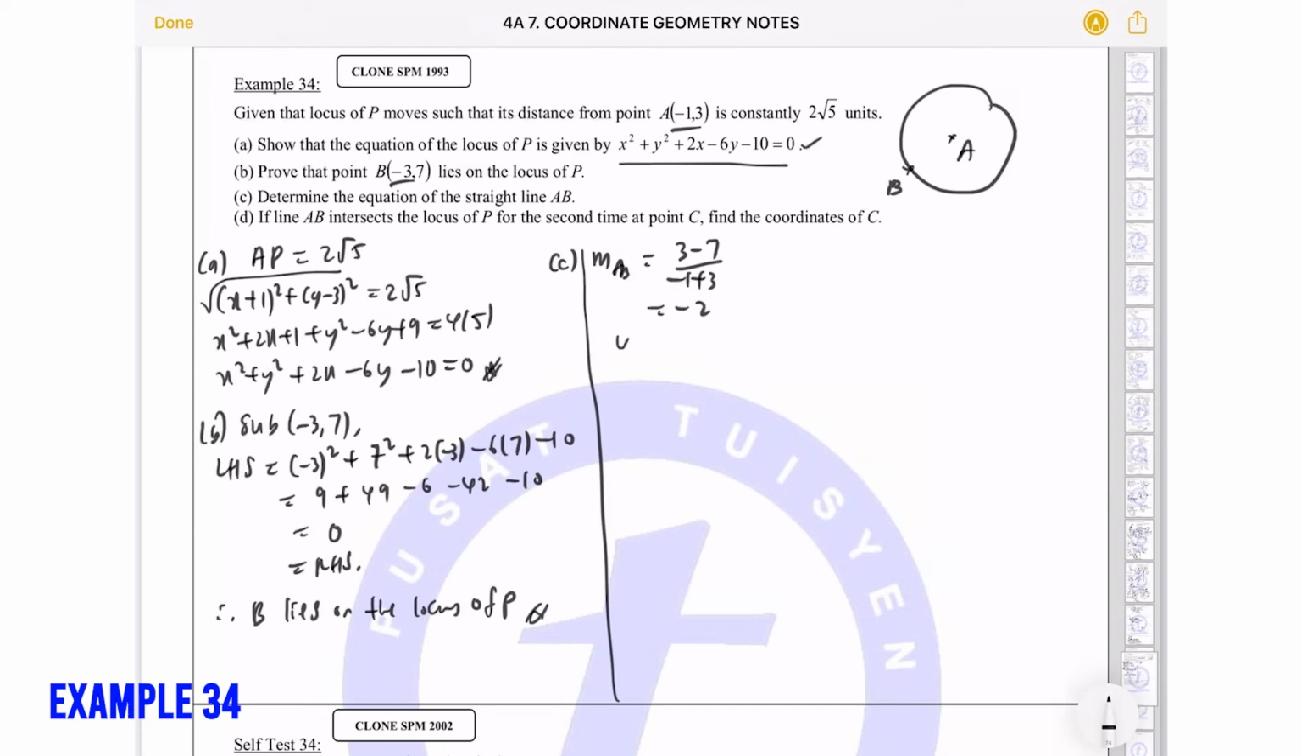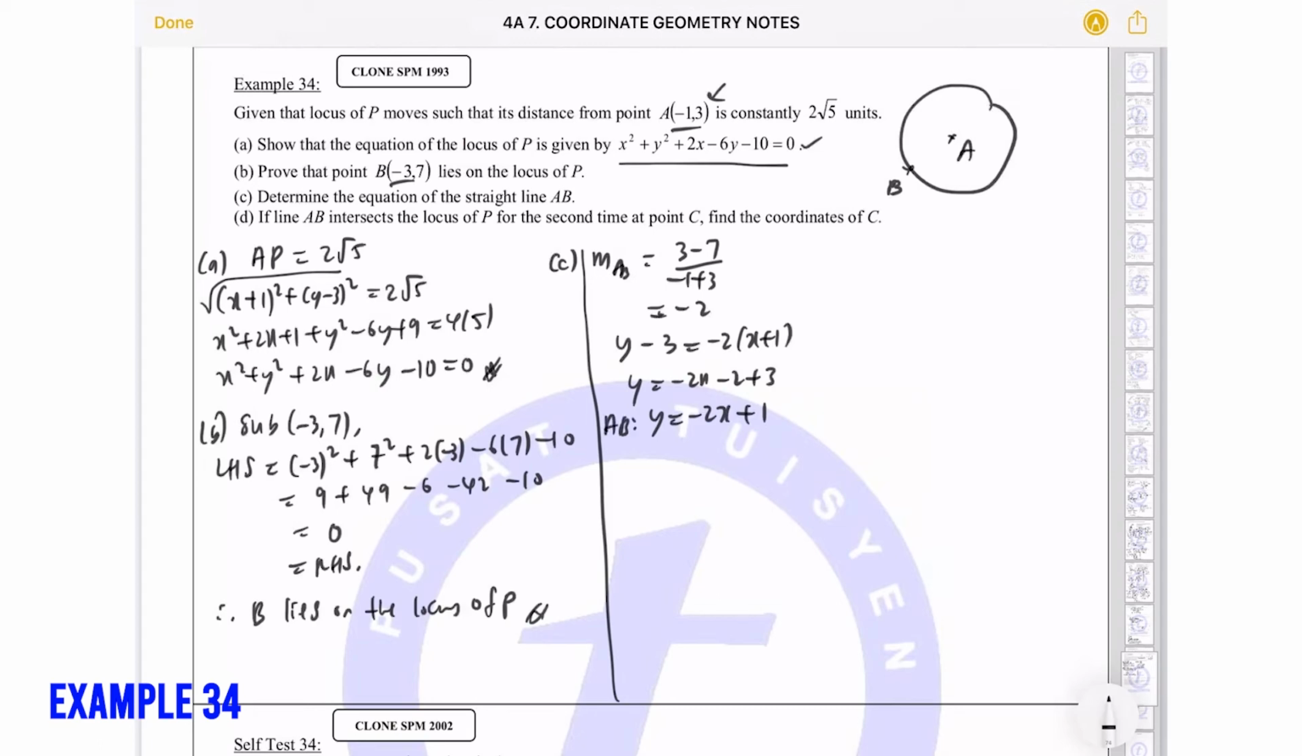To form the equation, I use y minus y1. You can use any point; I use point A here. y minus y1 equals m times x minus x1. So y minus 3 is minus 2 times x plus 1. When you bring the negative 3 over, it is plus 3, so y equals minus 2x plus 1. This is the equation of straight line AB.